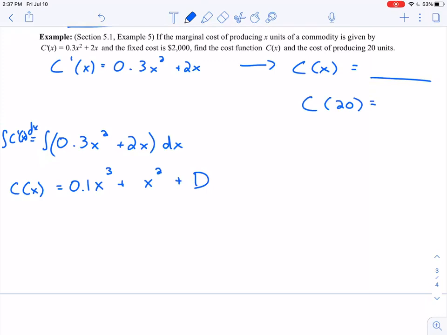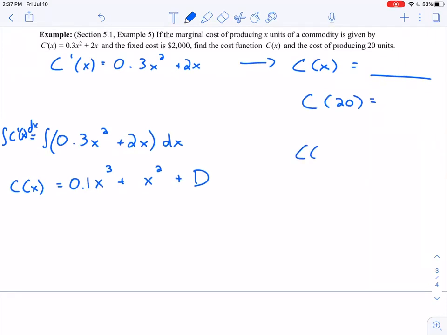So now, I'd really like to know, well, what is my cost function? Well, this is a cost function. It's actually infinitely many cost functions because I don't know what d is. I don't know what that constant of integration is. So I would like to find that point. Only the problem is we don't have an ordered pair like we did in the last couple of examples. They don't outright tell us, hey, C of blank is equal to blank, right? We don't have that piece of information. Well, actually, we kind of do.